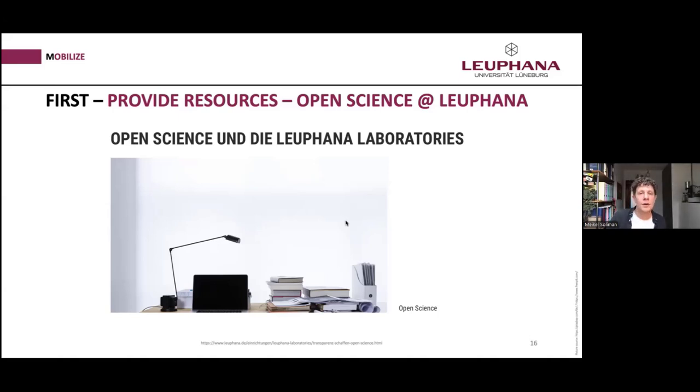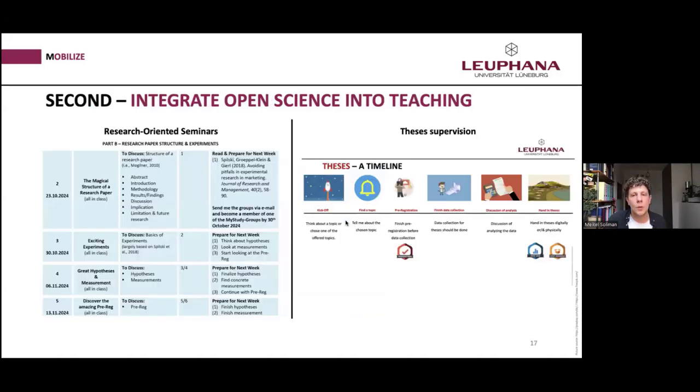And then after you provide resources, I think it's quite useful to integrate open science per se into teaching. And I think the easiest way, at least from my point of view, is to include open science into research-oriented seminars, so studies in which students have to conduct an empirical study themselves, whether that is an experiment, like in my seminars, or a survey, or a qualitative study. But I think that's the easiest way.